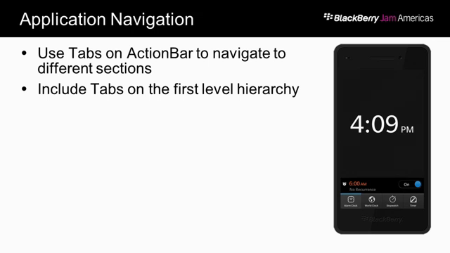Application navigation. So one navigation model is having tabs at the bottom, like we saw on the stocks application. You always want to make sure that that's at the first level hierarchy of your application. So you don't want to have some drill down navigation and then all of a sudden you have tabs. You want to make sure that those tabs stay right up front.